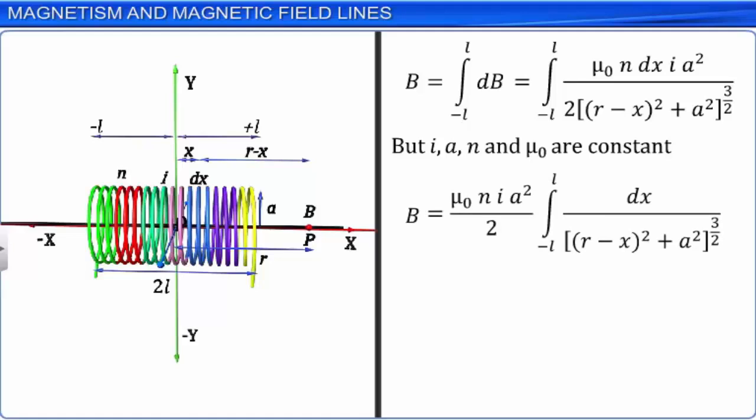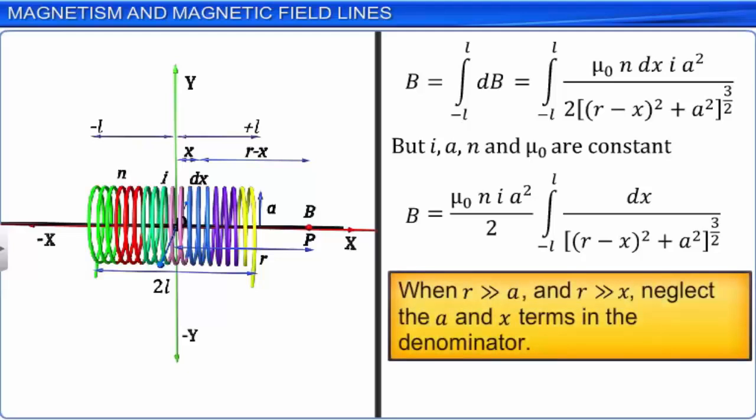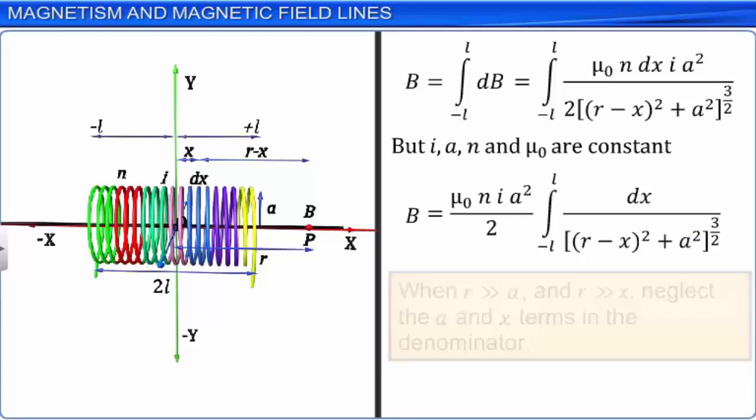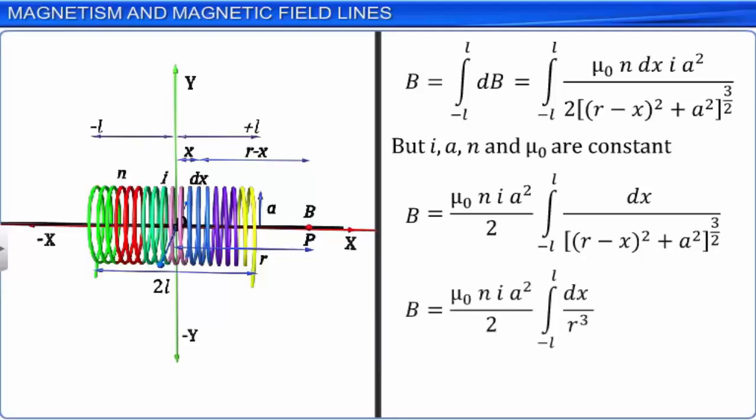When we consider the point on the axis of the solenoid at a large distance, R is much greater than A, and R is much greater than x. Hence, we neglect the terms A and x in the denominator of the expression for B. Then, B is equal to mu naught n I A square by 2 into integral -L to L dx by R cube. But the distance of the point P from the origin, R, is constant. Thus, B is equal to mu naught n I A square by 2R cube into integral -L to L dx.